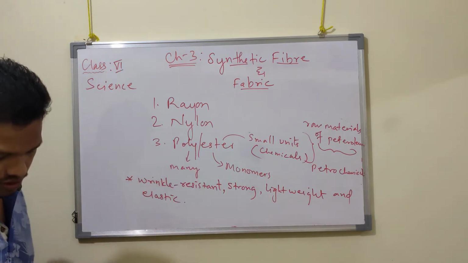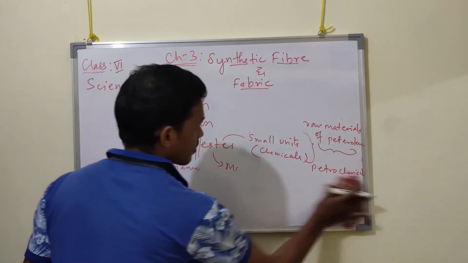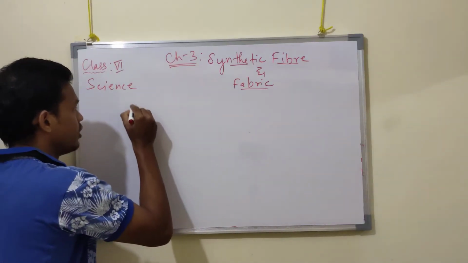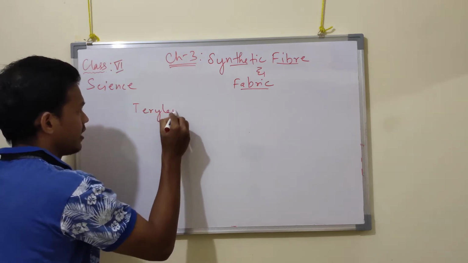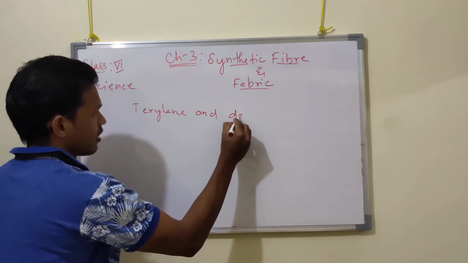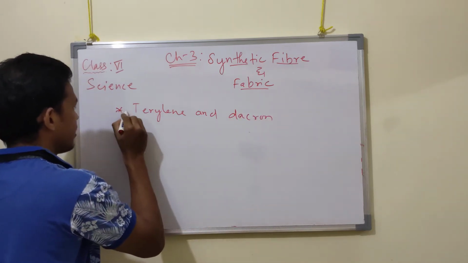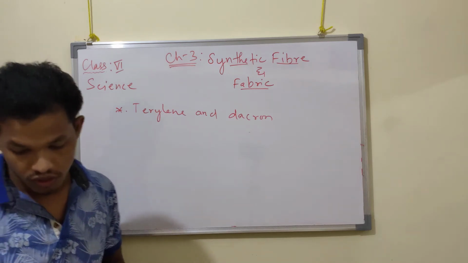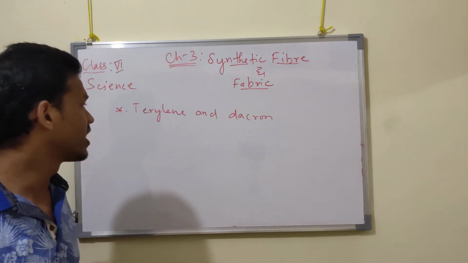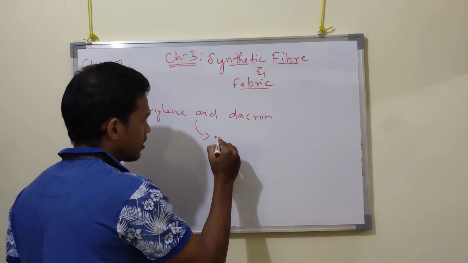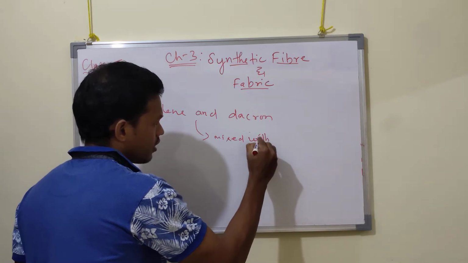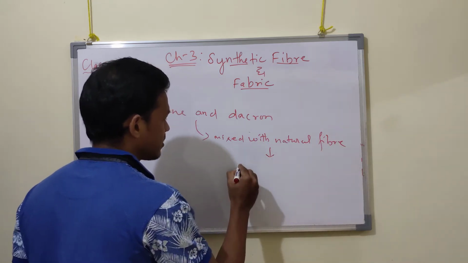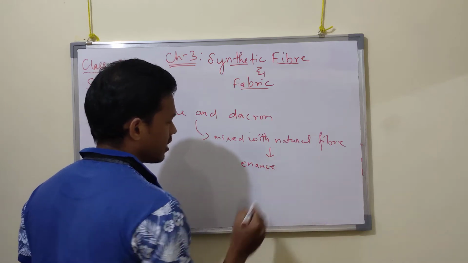For example, we can say there is terylene. This is a polyester. Terylene and Dacron. This is a class of synthetic fiber which is mixed with natural fiber to enhance its properties.